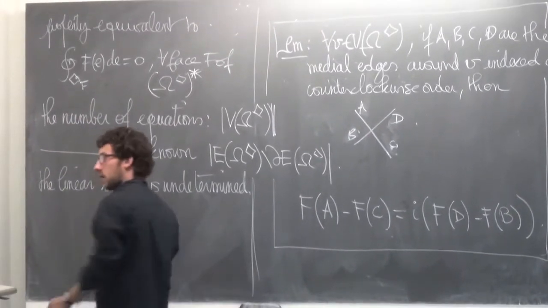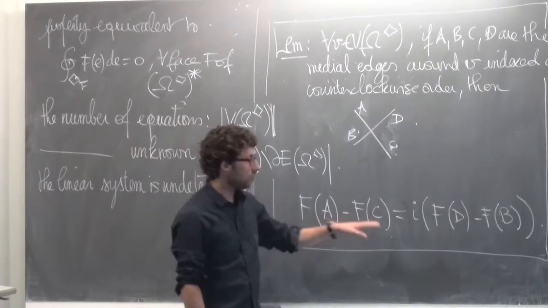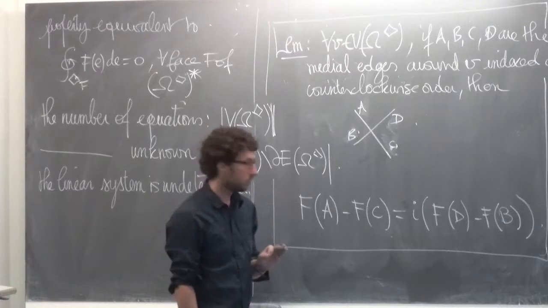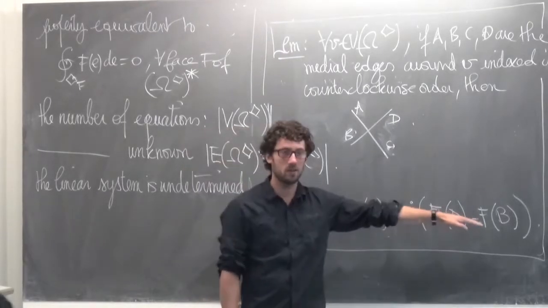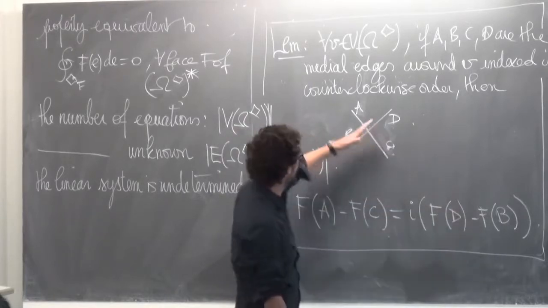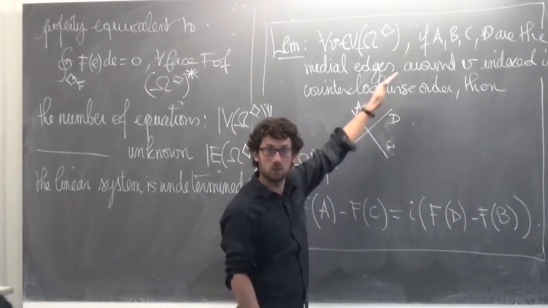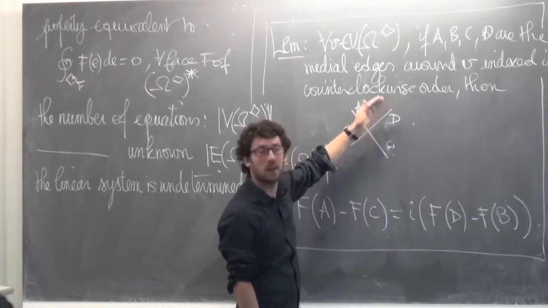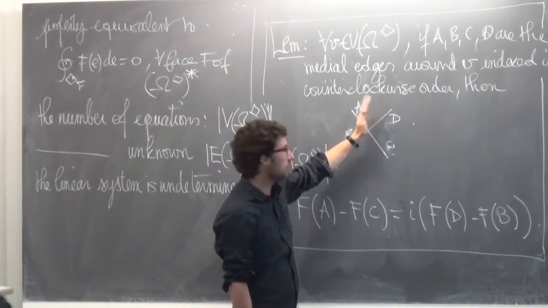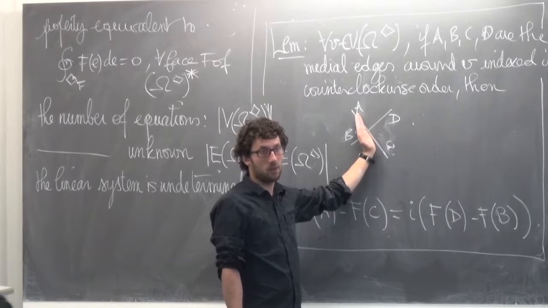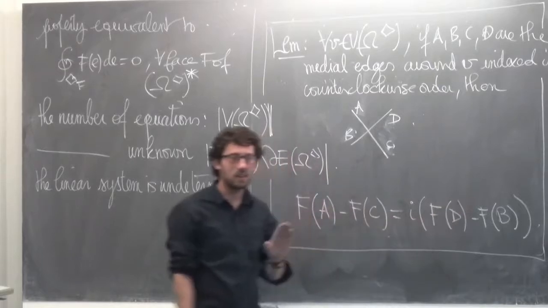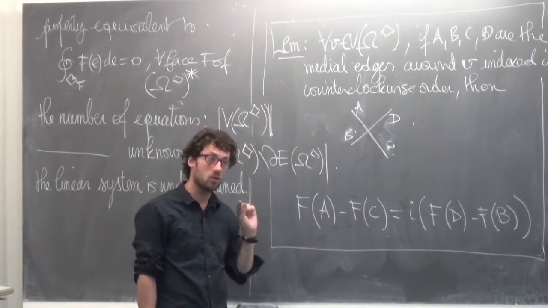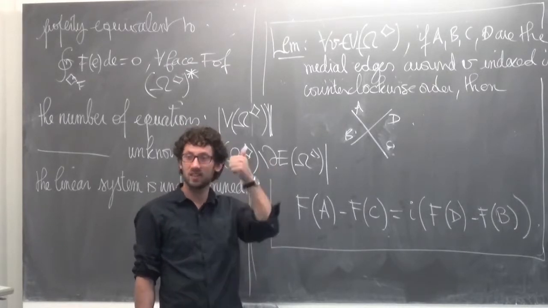Just to throw in a big word before I do the proof, in order to remember this equation you have a trick, which is the following. Divide by i. It gives you f of A minus f of C divided by i equals f of D minus f of B. If you look in that direction, it's the derivative in that direction: f of D minus f of B divided by d minus b. So the derivative here should be f of a minus f of c divided by a minus c. A minus c is i times d minus b. So this is exactly a discretization of the Cauchy-Riemann equations, the fact that the x derivative for a holomorphic function is equal to the y derivative.